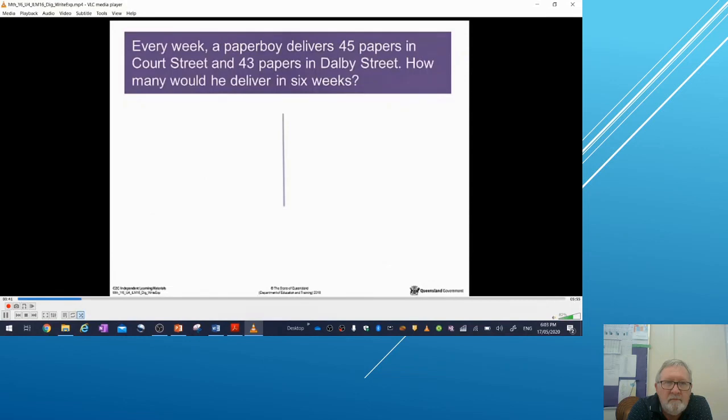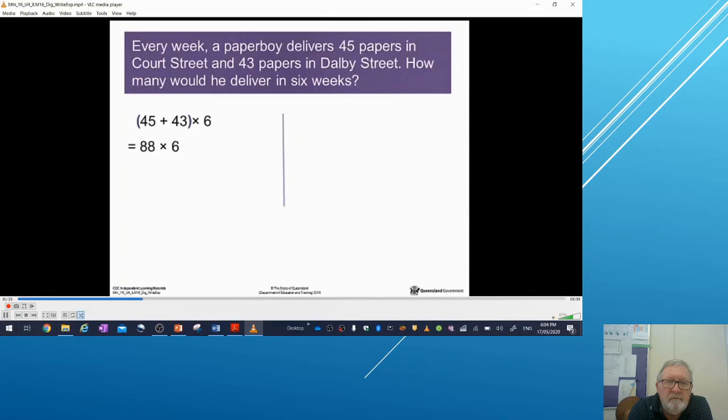Let's read the question. Every week, a paper boy delivers 45 papers in Court Street and 43 papers in Dolby Street. How many would he deliver in 6 weeks? The expression for this question has more than one operation, so brackets may need to be added. You might write the expression as 45 add 43 multiplied by 6. However, the conventions would lead us to calculate the 43 multiplied by the 6 first. We need to add brackets to ensure the expression matches the events occurring in the question.